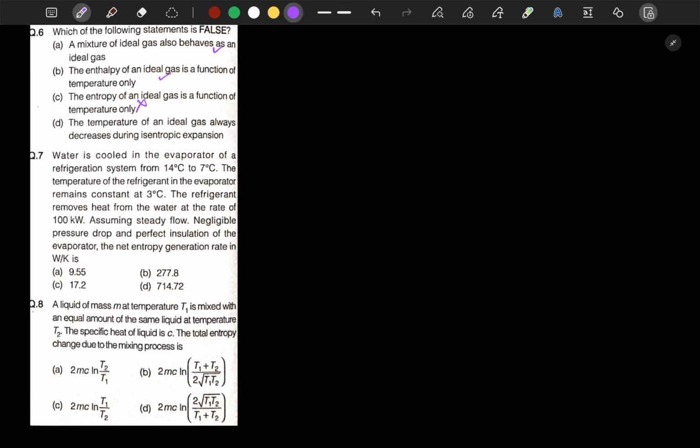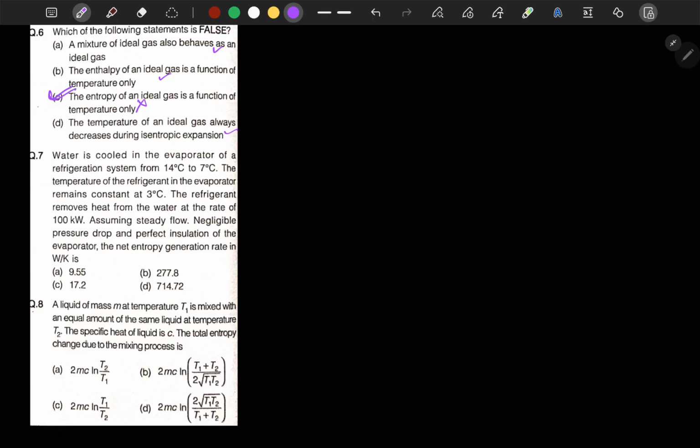Okay. Temperature of ideal gas always decreases during isentropic expansion. This equation is also true. We know that during isentropic expansion, the temperature of gas decreases, but if there is isentropic compression, then the temperature of ideal gas will also increase. Okay, so here option C is correct. That is, option C statement is false.